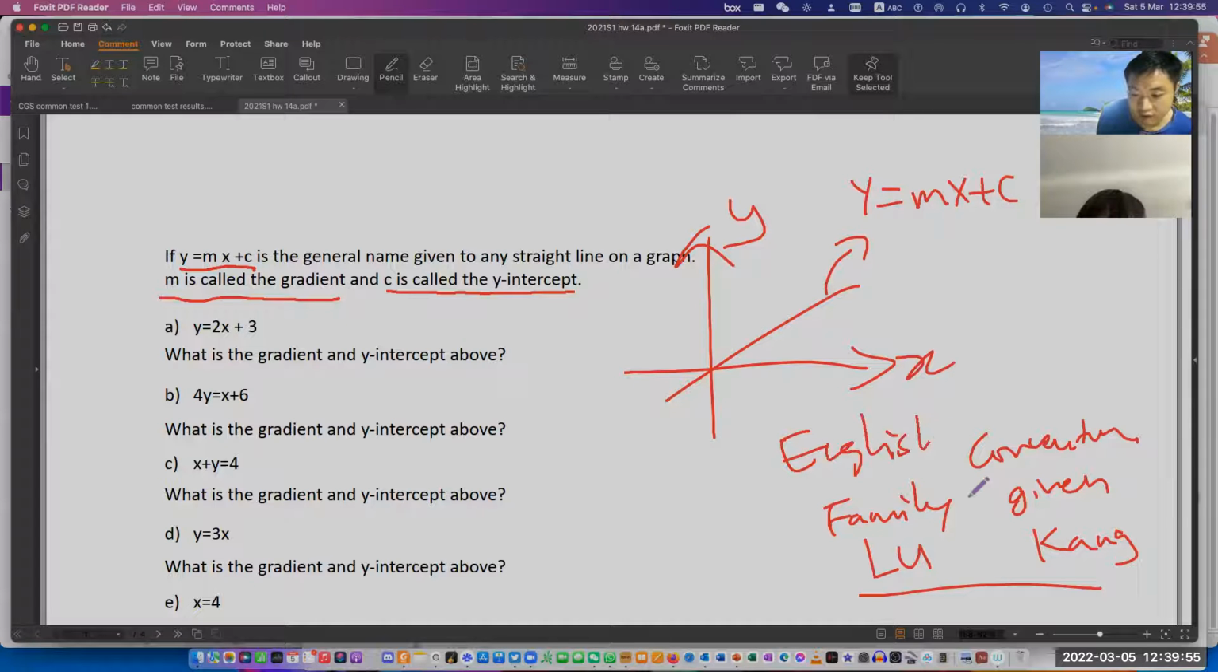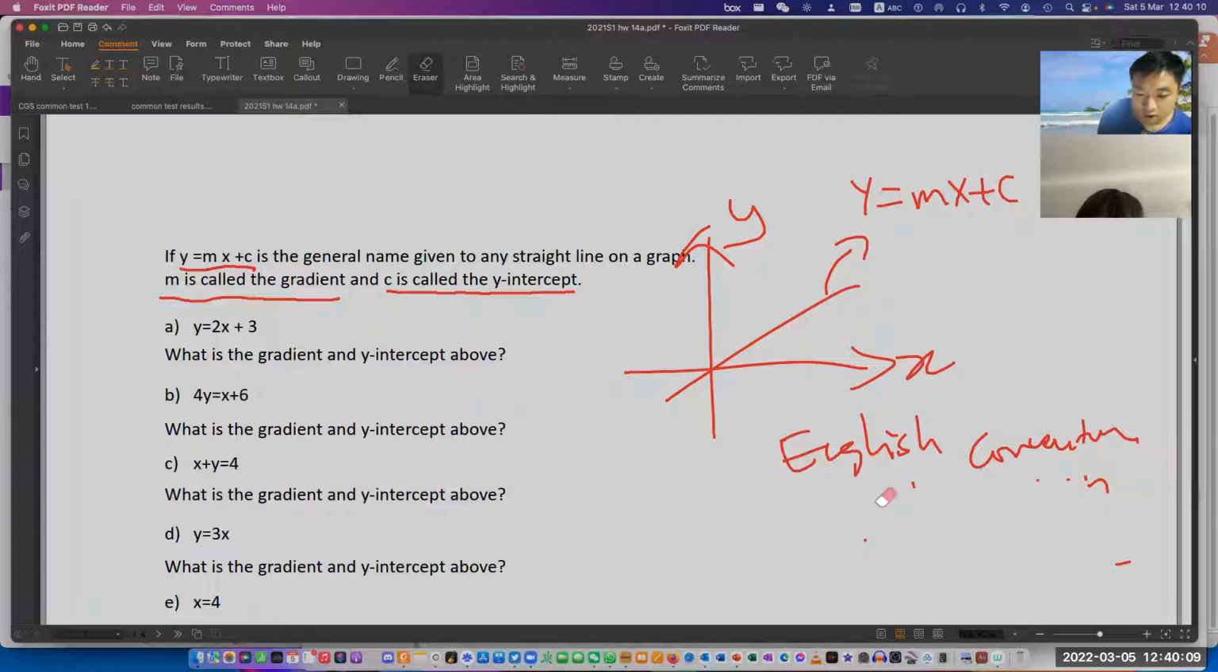Can you remember English convention? Yeah. For English convention, the given name first and then the family name. Correct. So it's Kang Lu. Okay. Good that you know. So for English convention is Kang, then Lu. Family name comes later. So the same thing. Okay.